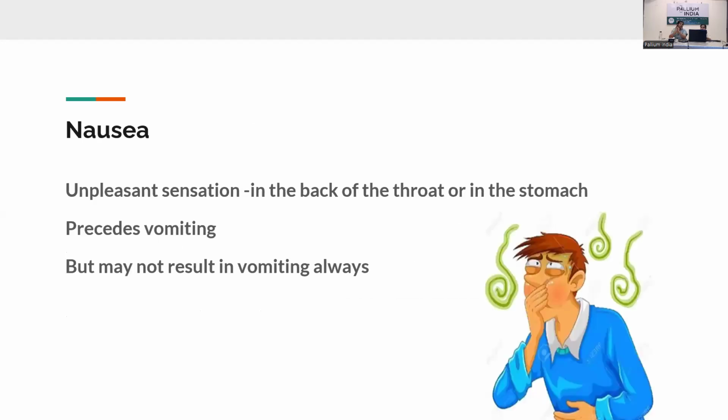Next slide. I have already told what nausea is. That is an unpleasant sensation in the back of the throat. It precedes vomiting, but it may not always result in vomiting. So symptom-wise, they are two different aspects. The patient may tell you, I am having vomiting, but there is no nausea. Or in reverse, they'll tell you, I am not vomiting, but I have only nausea. Both are two different entities, and they can complain of nausea and vomiting separately.